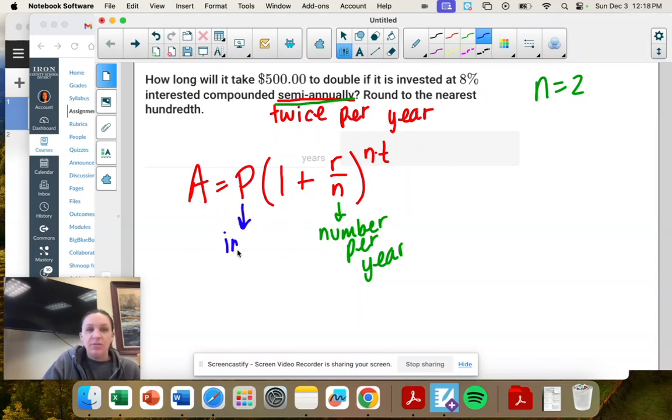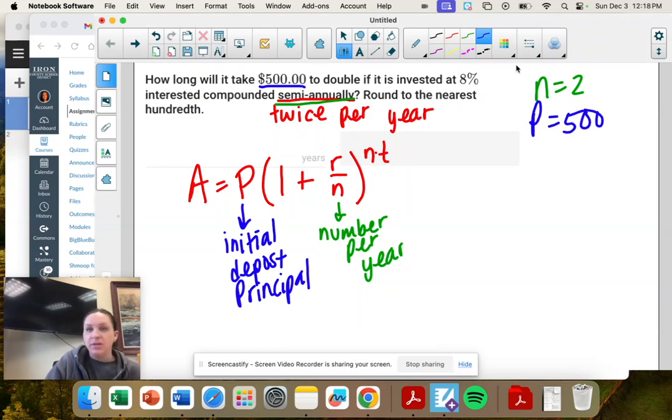P is the initial deposit, also called the principal. That's why it's a P. And we're given that number. We're depositing $500. And A is the amount after interest. So it's our ending amount, which it didn't tell us the exact number, but we know what it is. We're trying to get $500 to double. So what will A be after? Double 500, it's going to be 1,000.